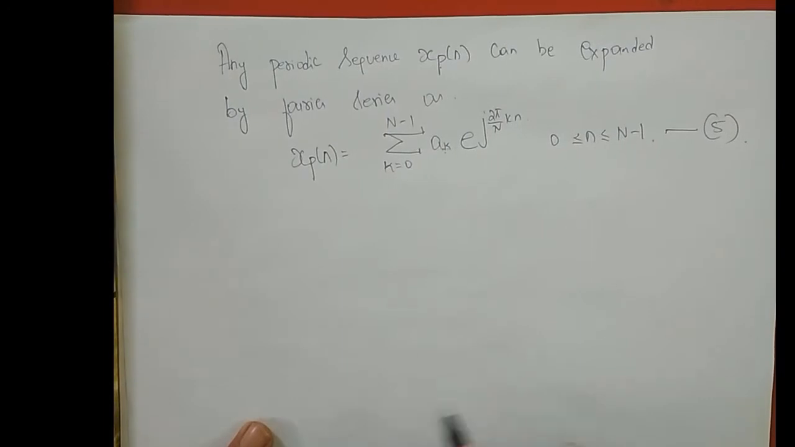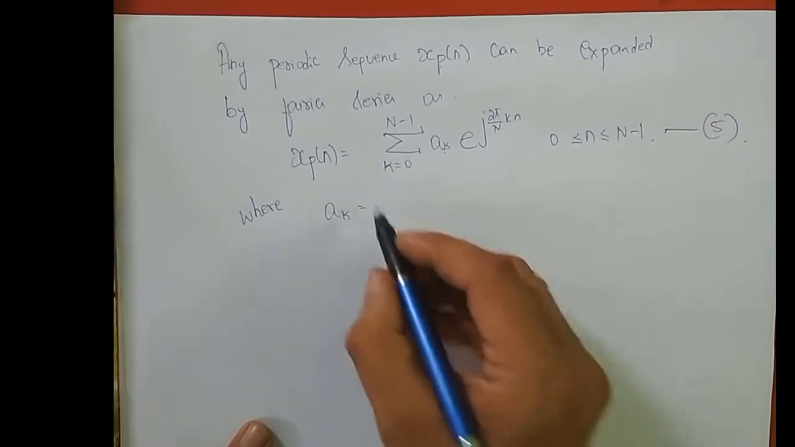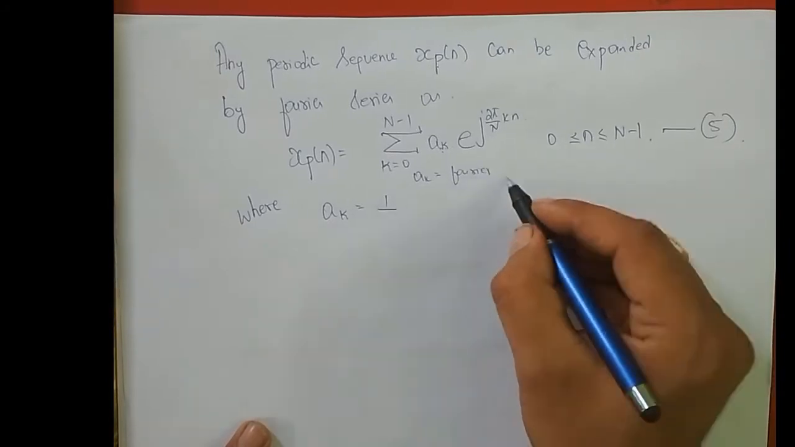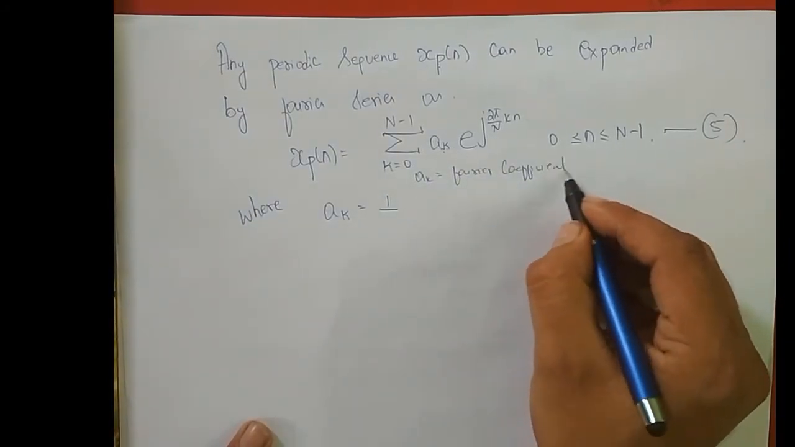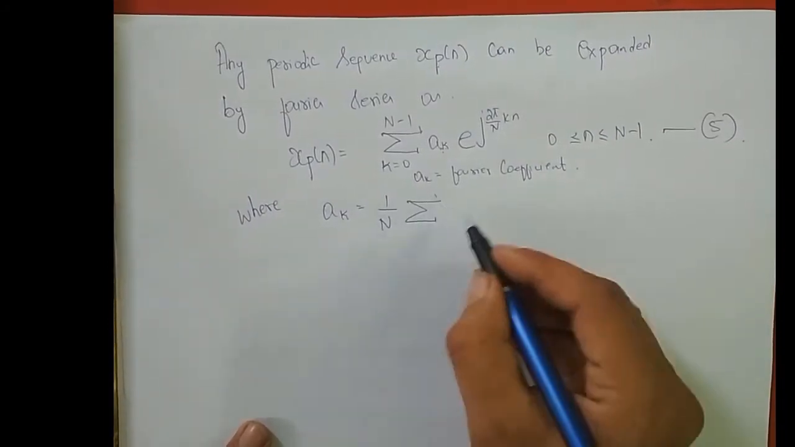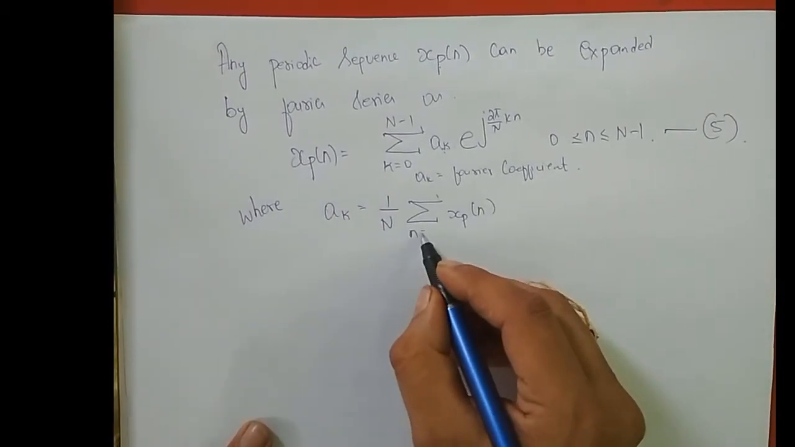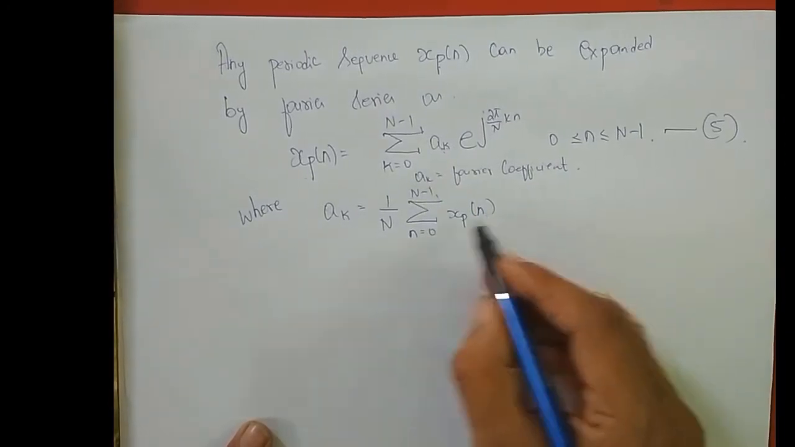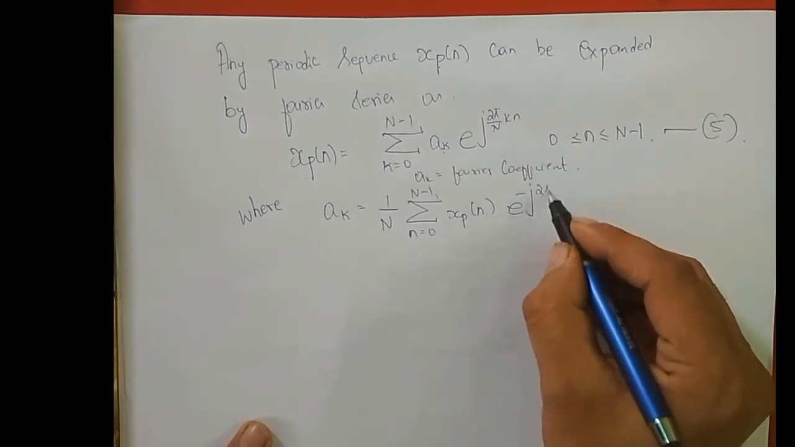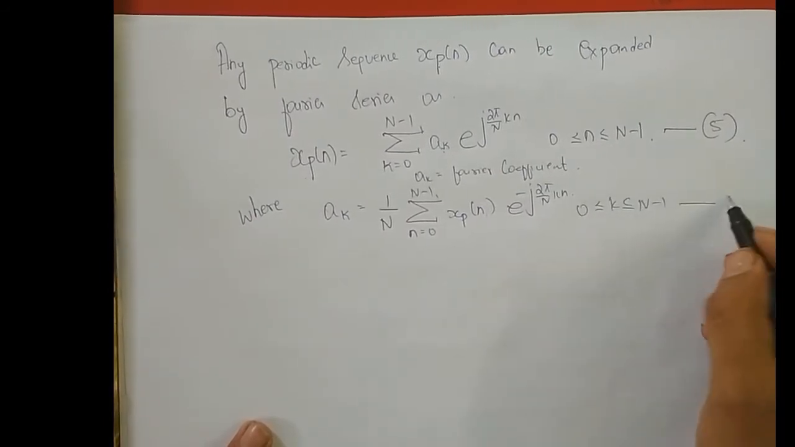As I told you, a k is the Fourier coefficient, and it is given by 1 by N, the scaling factor, times summation x p of n, the given periodic sequence, where n is varying from 0 to N minus 1. Why? Because it's a periodic signal with fundamental period capital N, right, into e power minus j 2 pi by N into kn. Fine, and k is varying from 0 to N minus 1. We'll call it equation 6.